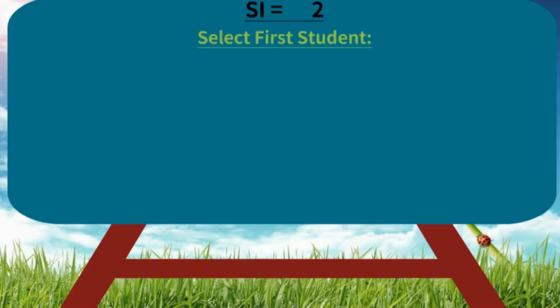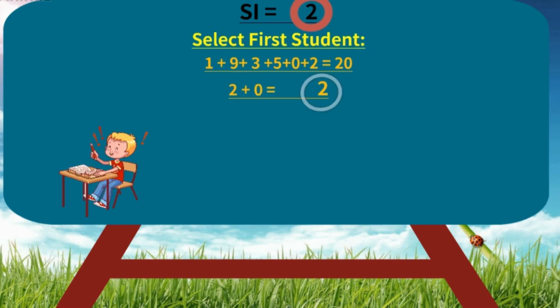To do this, we add the digits of the school's PIN code, which are 1, 9, 3, 5, 0, and 2, and the total is 20. Adding the digits again gives us 2. So, the first student for the survey is roll number 2.